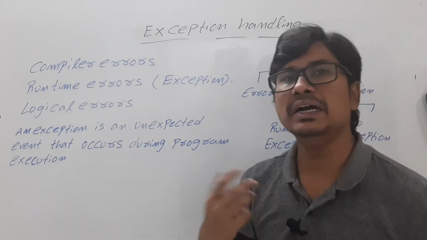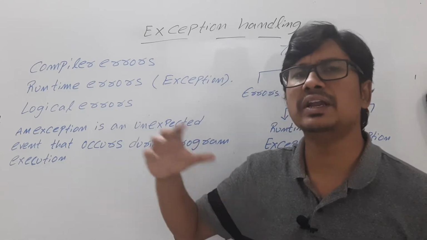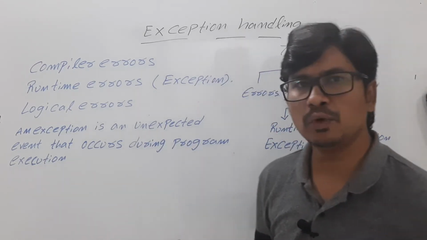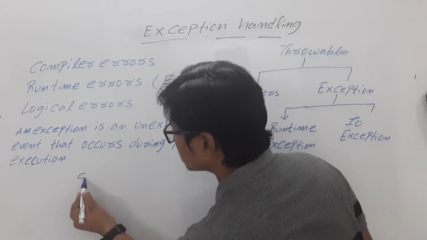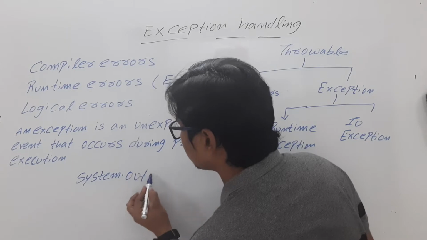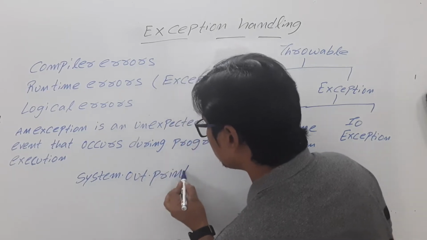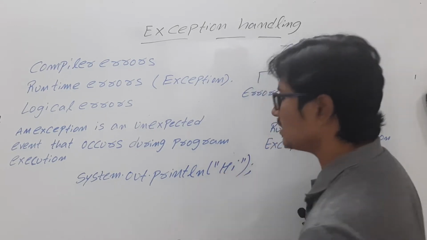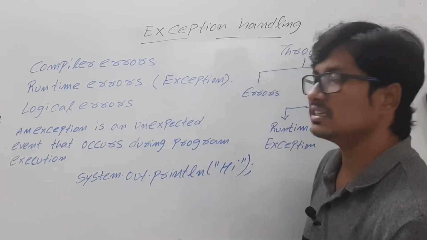What is meant by compile time errors? Let's take it that when you are writing a Java program, you want to display something, then you will write a statement called System.out.println, and whatever you want to print, suppose I want to print hi, then you will write it like this. This is the correct syntax.